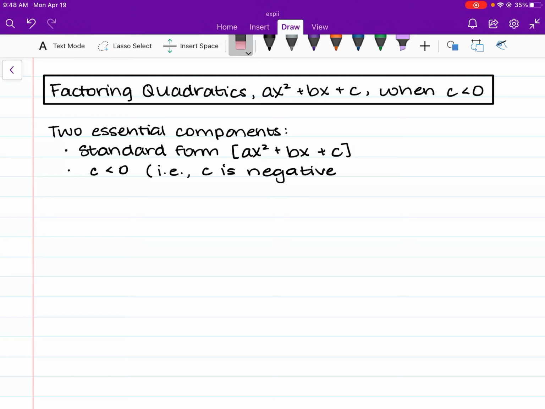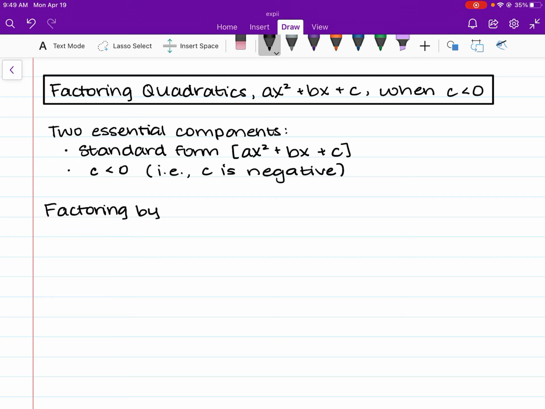Hi everyone. So today in this lesson we are going to be going over how to factor quadratics, so trinomials, when we have a negative c value, so when c is less than 0. There are two essential components to solving quadratics in this format. First, the quadratic should be in standard form, and second, c should be less than 0 where c is negative. So the technique we are going to be using to factor quadratics with a negative c is factoring by grouping.